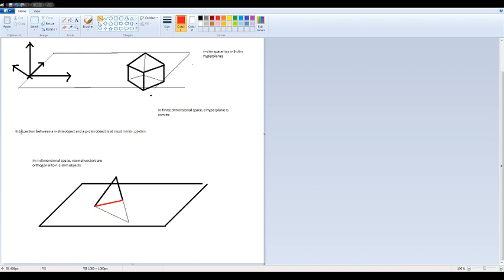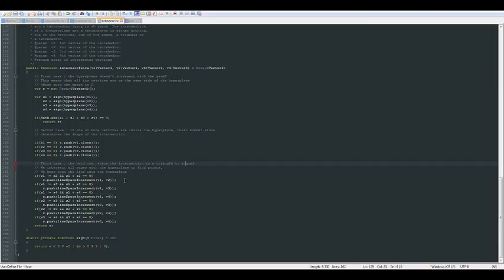Because the intersection between a 3-dimensional object and a 3-dimensional object is at most 3-dimensional, so it can be 3-dimensional. It's possible. In the case where the tetrahedron is inside the 3D space, the result is the tetrahedron itself. It's an intersection. Easy enough.